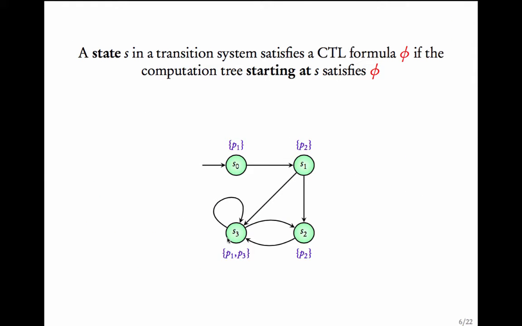You can also evaluate a CTL state formula on some state of the transition system, not necessarily the initial state. We can evaluate the state formula in this state, say. In that case, we look at the computation tree starting from that state, and the root of that computation tree should satisfy the state formula phi. Okay, let's look at examples.